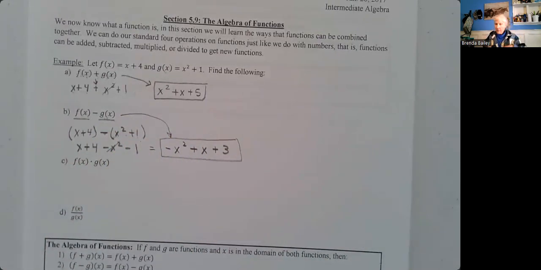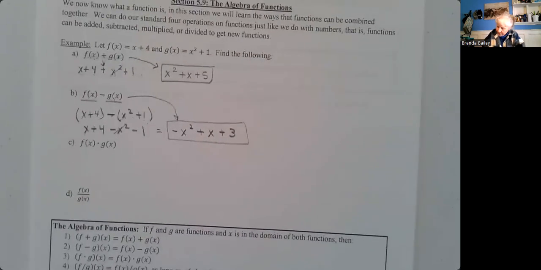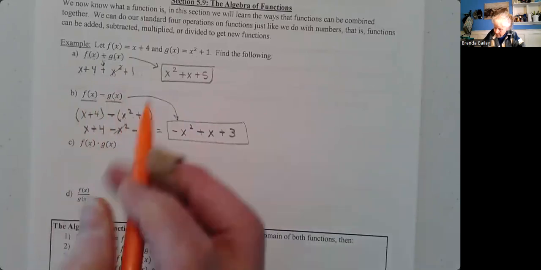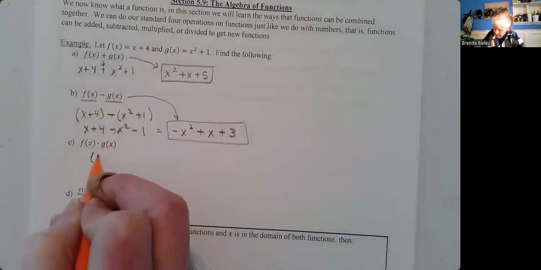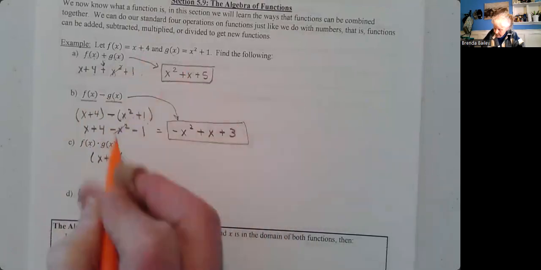All right, now let's multiply our two functions together. We'll take f of x times g of x. Well, f of x times g of x.